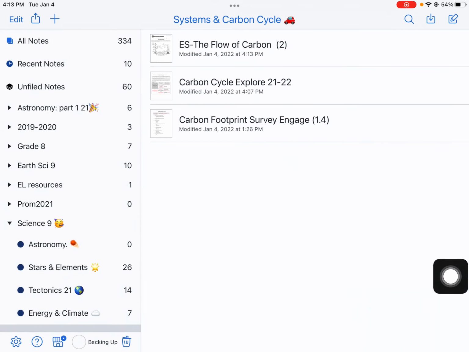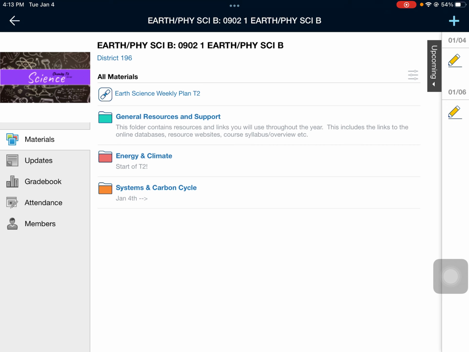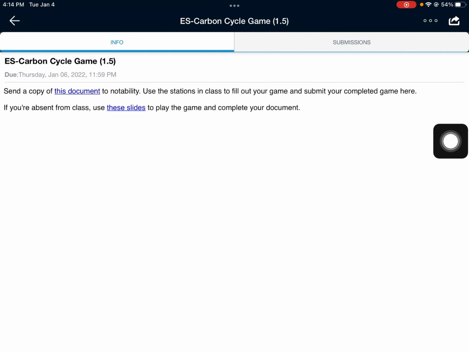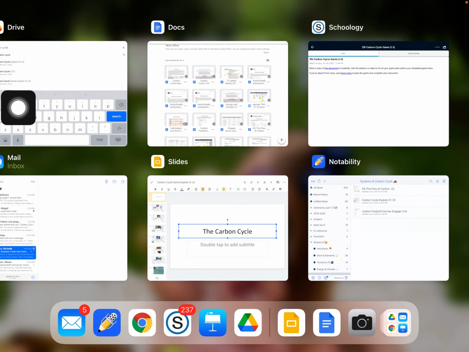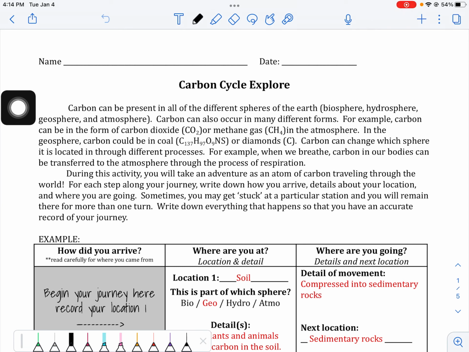So as you get into Schoology, you're going to find this carbon cycle game, Carbon Cycle Explore, and you are going to grab this document and get it into your Notability. Here it is. And we have a little paragraph here giving kind of a rundown.